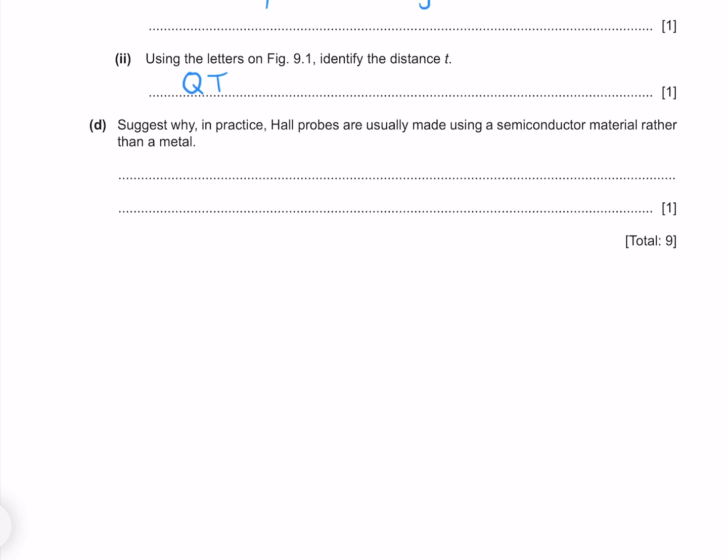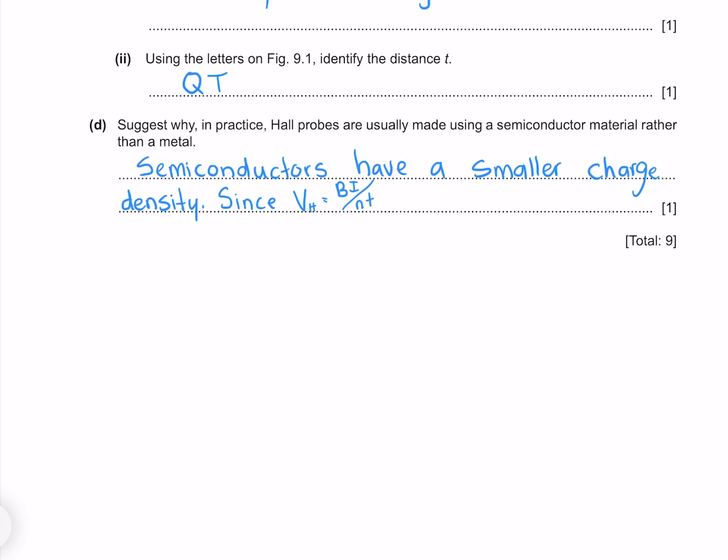Suggest why in practice, Hall probes are usually made using a semiconductor material rather than a metal. Semiconductors have a smaller charge density. Since VH equals BI over ntq, VH is larger.